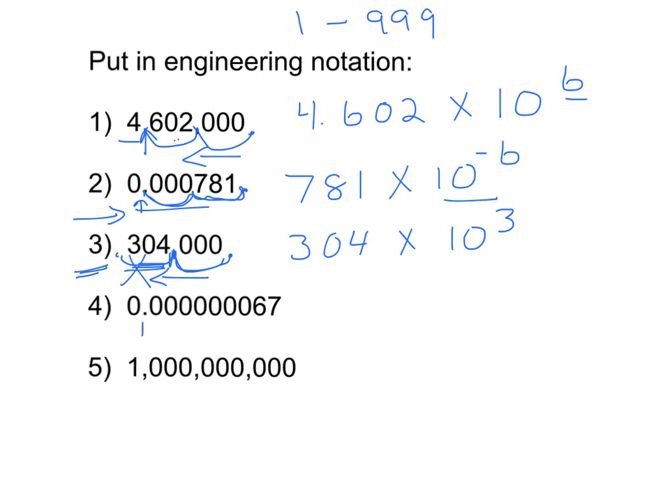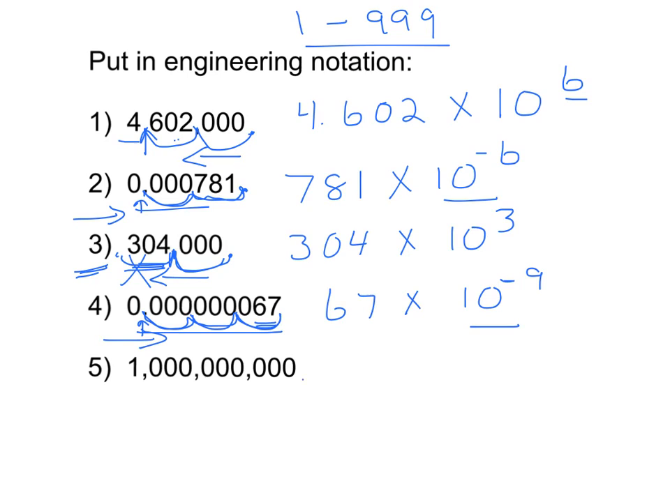In the fourth one, my decimal starts here. Let's see, if I move it 1, 2, 3, I don't have a number between 1 and 999 yet, so I go another 1, 2, 3. I still don't, so I'll go another 1, 2, 3, and now I will have 67 to the left of the decimal, so that would be 67 times 10, and I need to go back and figure out how many places I moved it. I moved it 1, 2, 3, 4, 5, 6, 7, 8, 9, and the exponent will be negative because I moved my decimal to the right, and I'm multiplying 67 by a very small number in order to get a very small number.